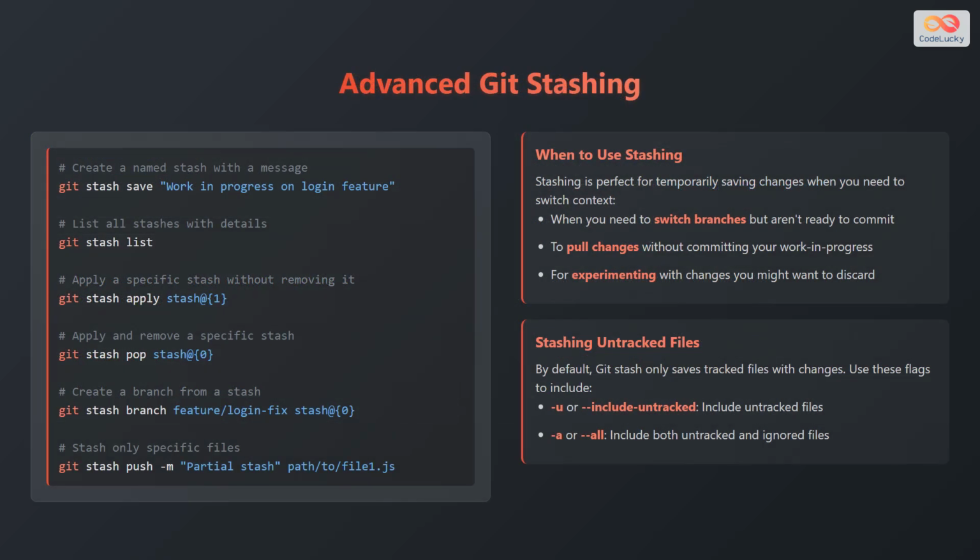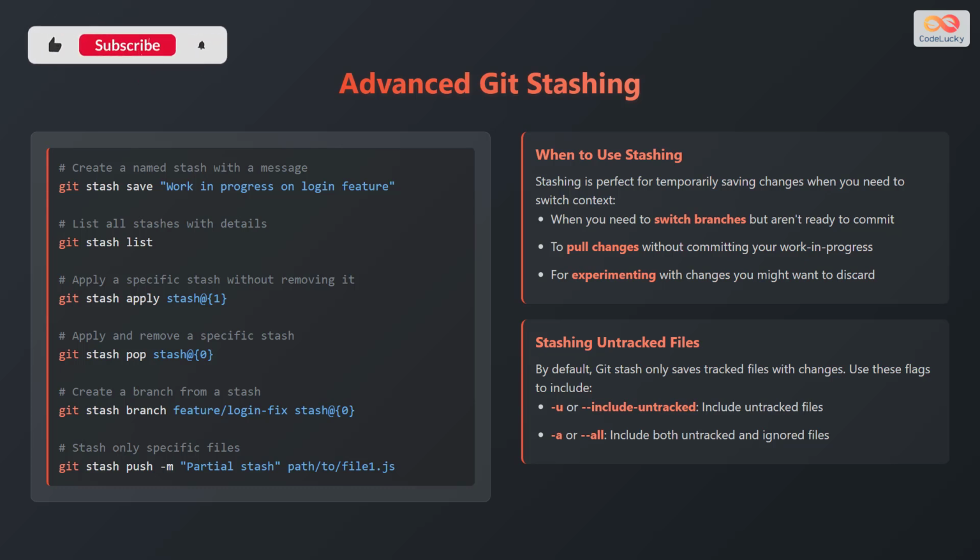Advanced Git stashing involves more than just saving your current work. You can create a named stash with a descriptive message using the command git stash save, followed by your message in quotes. List all your stashes with details using the command git stash list. You can apply a specific stash without removing it from the stash list with git stash apply and the stash identifier, such as stash@{1}. To apply and immediately remove a specific stash, use git stash pop, followed by the stash identifier.